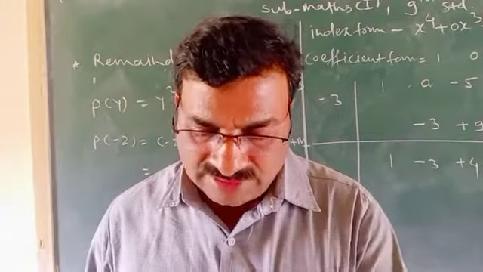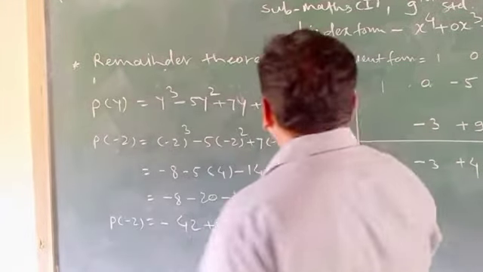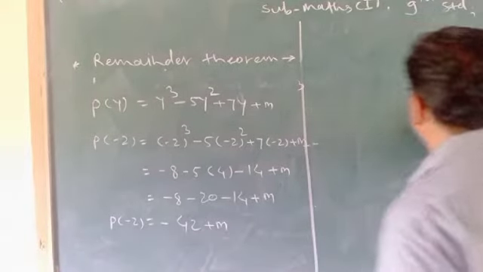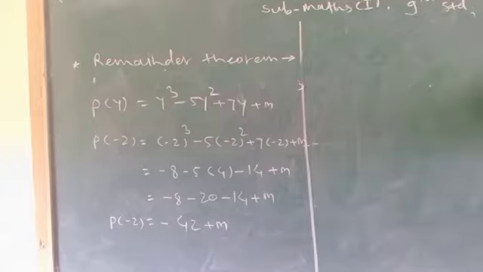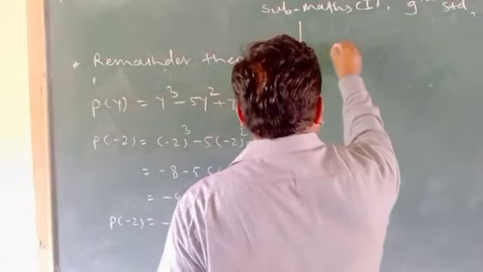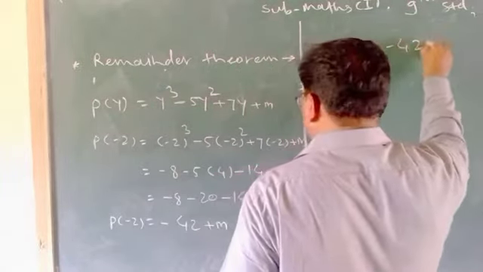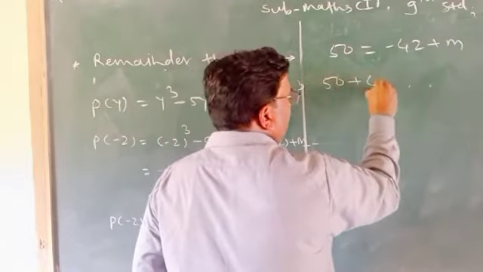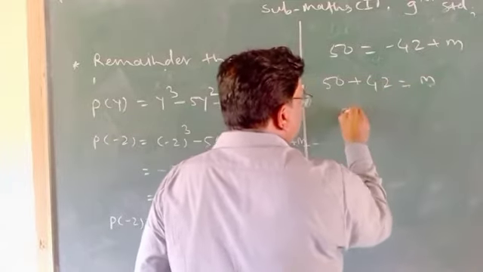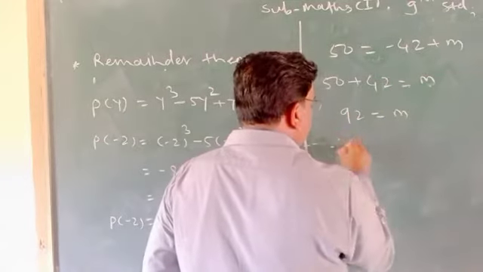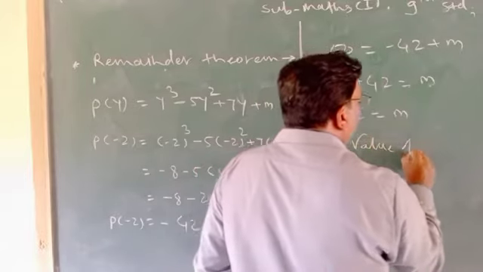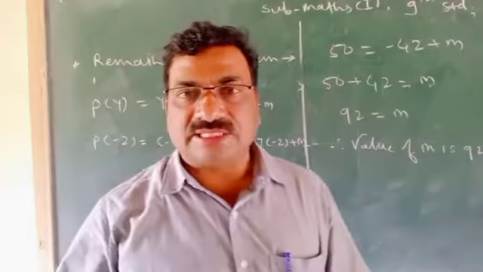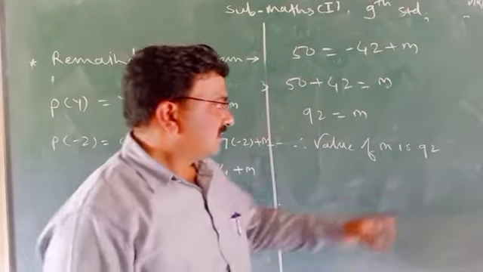The value of this polynomial is already given as 50. Then we have to find the value of m, that is our question. Then 50 is equal to minus 42 plus m. Transferring the minus 42, 50 plus 42 is equal to m. That is 92 is equal to m. Therefore, the value of m is 92. Write down the answer at last in a full sentence: the value of m is 92.